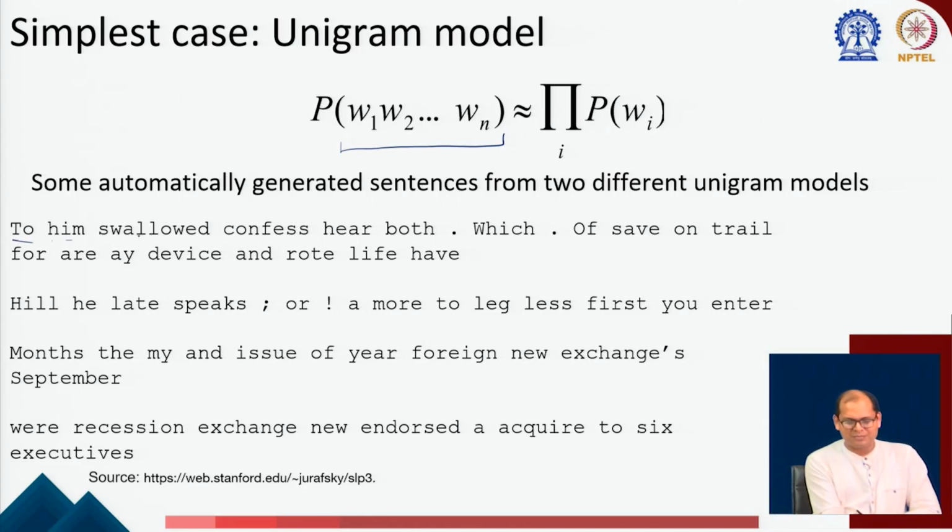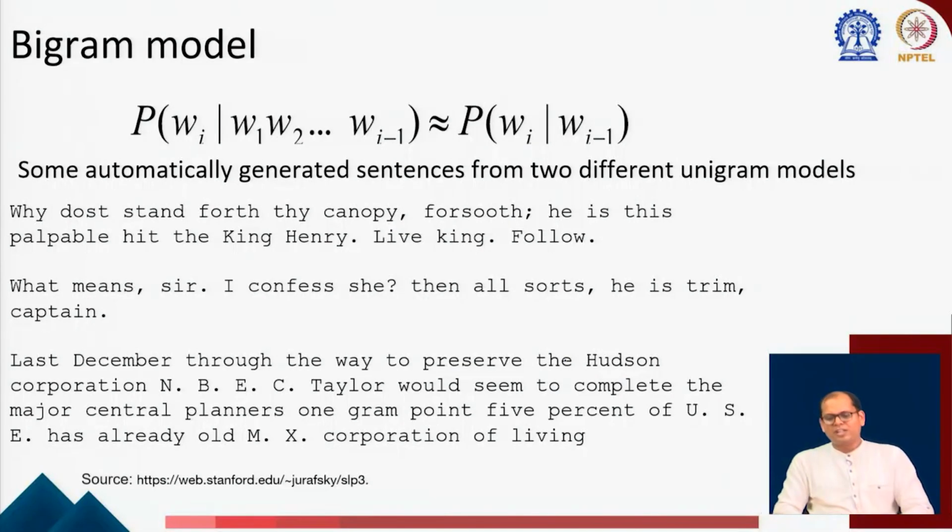So you see "to him, swallowed, confess, here, both, which". I mean, they are like random words spread around. This does not make much sense. Even 2 consecutive words do not make much sense. So this is just like random words. The unigram language model is okay, but it's not good for generation because it cannot use any previous context. Now what is the bigram language model?